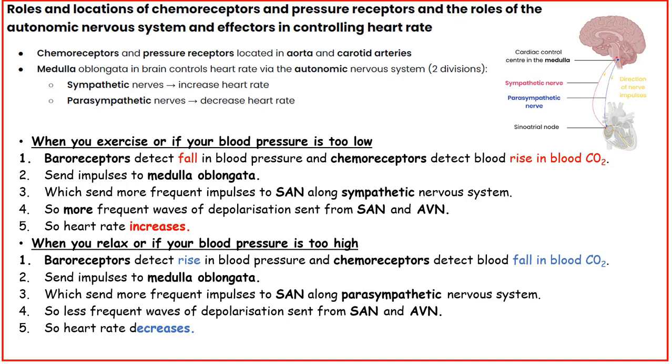When you relax, or if your blood pressure is too high, baroreceptors detect a rise in blood pressure and chemoreceptors detect a fall in blood carbon dioxide. They send impulses to the medulla oblongata, which sends more frequent impulses to the SAN along the parasympathetic nervous system. So less frequent waves of depolarization are sent from the SAN and AVN, so the heart rate decreases.